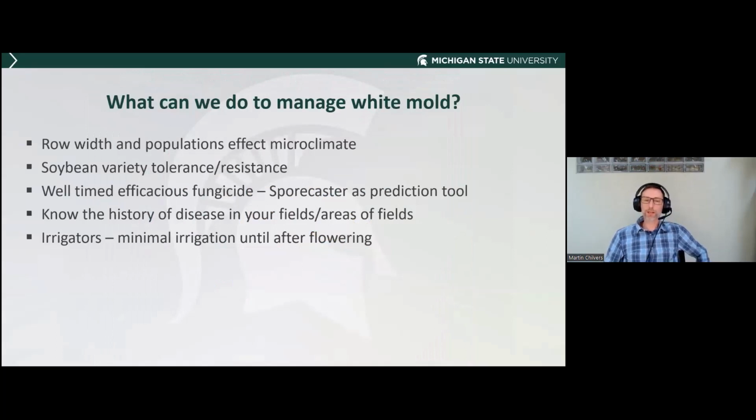So what can we do to manage white mold? Well, row width and populations are very important, because they affect the microclimate, the climate that the crop is creating underneath the canopy, and that can help drive disease.